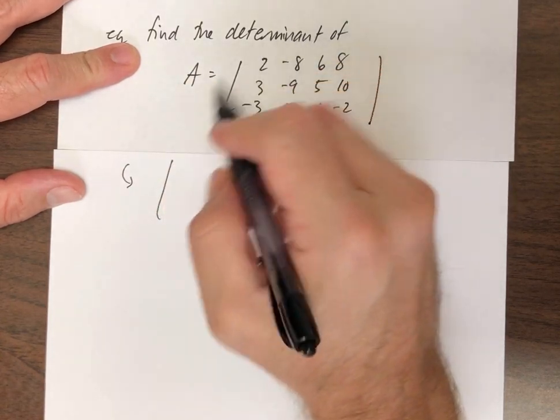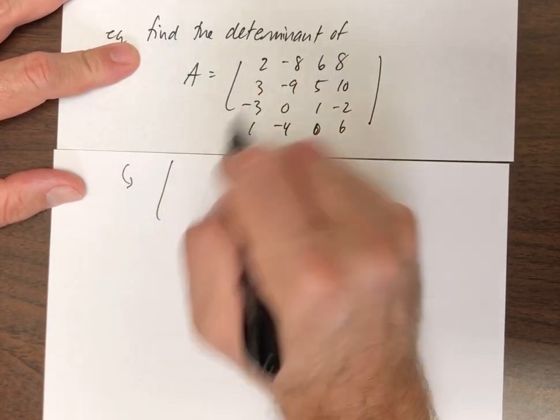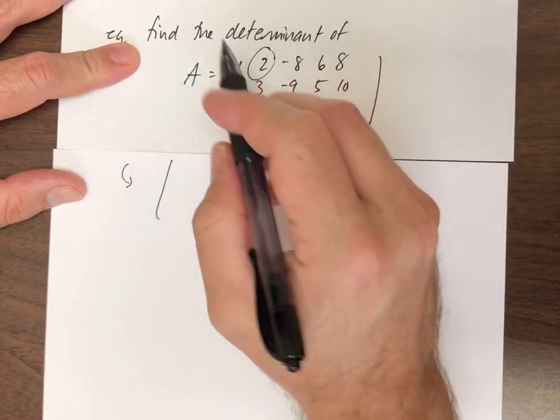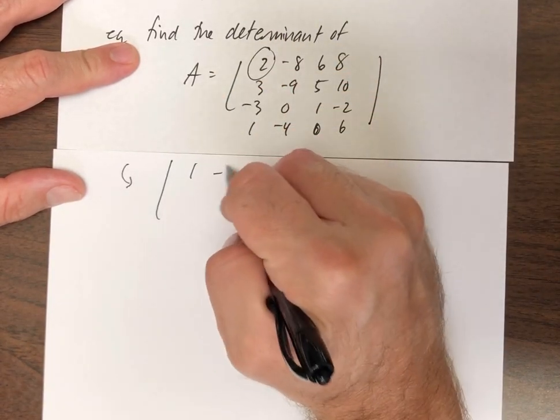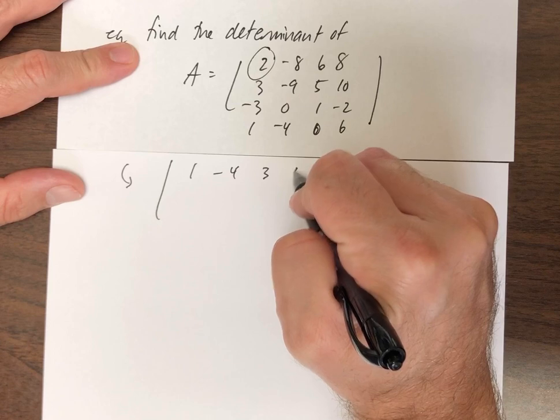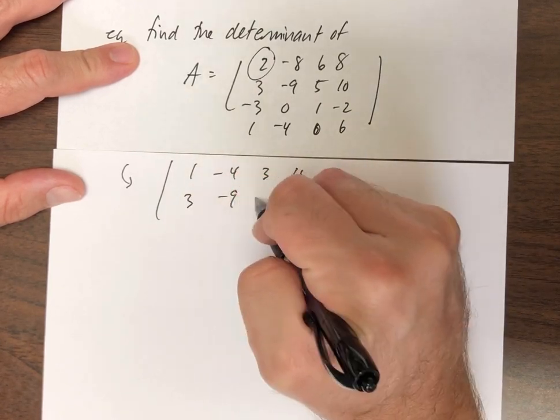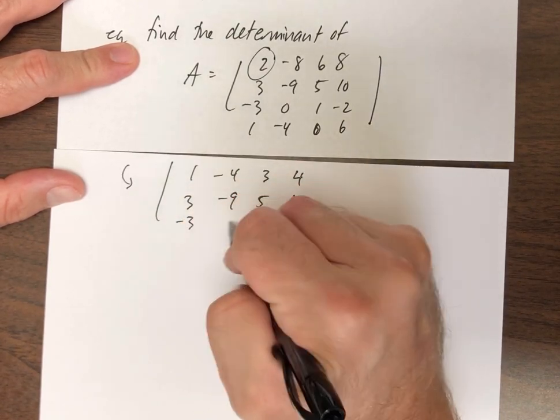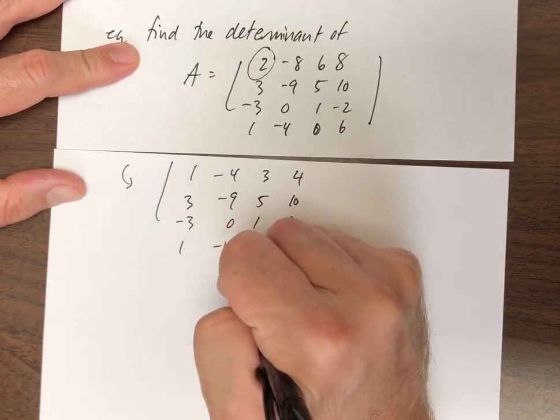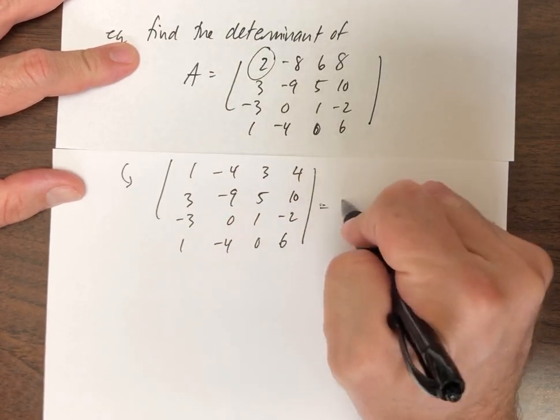So what I'm going to do first is scale that first row by 1/2, because I want to have a 1 up there just to make my life easier. So this is 1, minus 4, 3, 4. I won't touch this row or the third row or the last row.